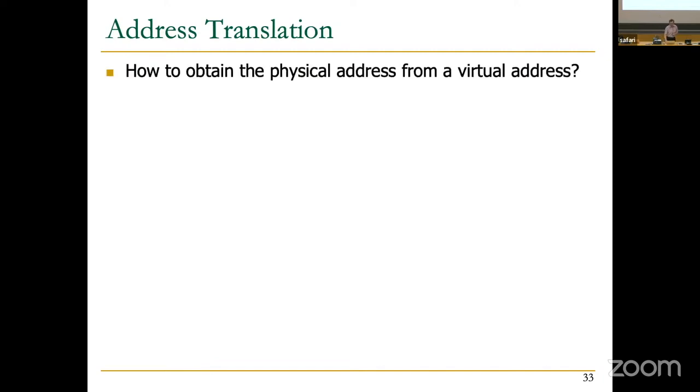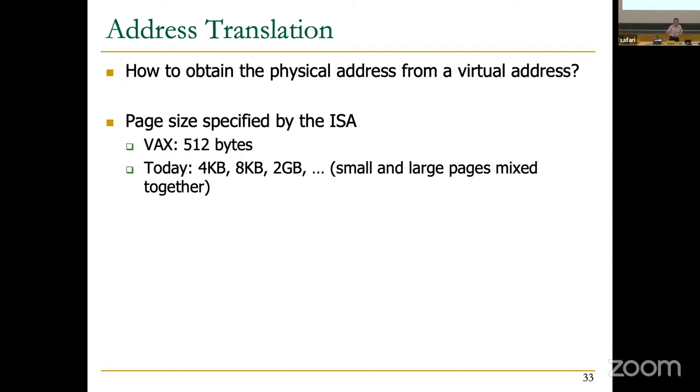Okay, so address translation, we've already seen this, so I'll go through this relatively quickly. But basically, this dictates how to obtain the physical address from a virtual address. Page size is specified by the ISA. There could be multiple page sizes, as you can see today. This actually causes issues in how to organize the TLB also. We have multiple different TLBs for different page sizes.